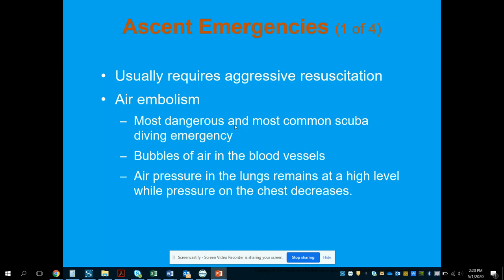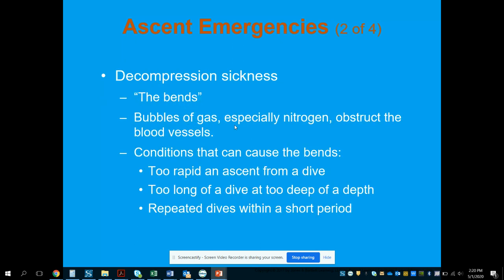An air embolism is the most dangerous and most common scuba diving emergency, which is where a bubble happens in the blood vessel. And so, like I said, when someone is trying to go up to the surface, if they do so too quickly, then this is where this can occur. So the air pressure in the lungs stays at a high level and the pressure in the chest decreases, and it's a bad combination.